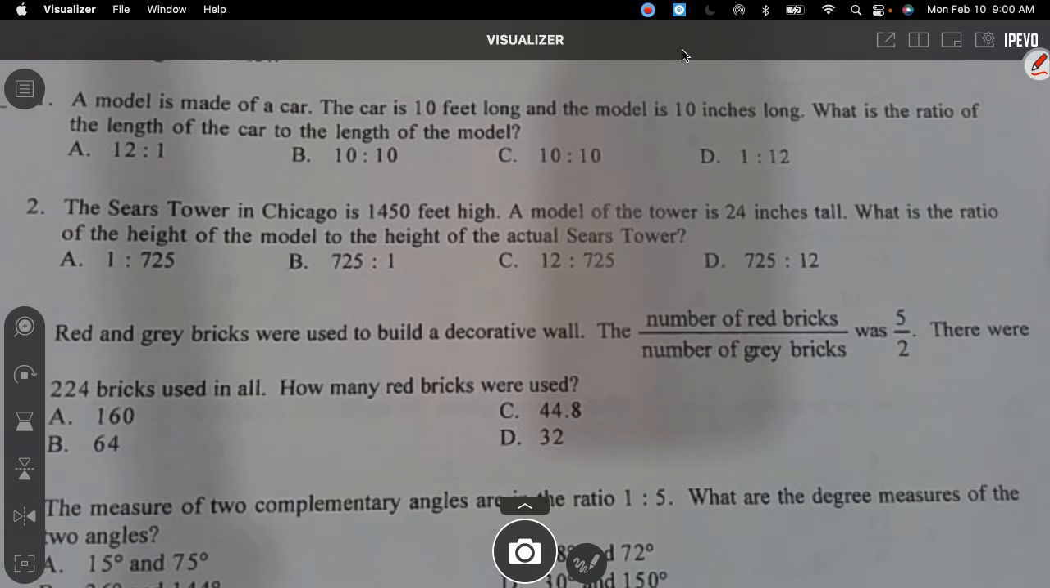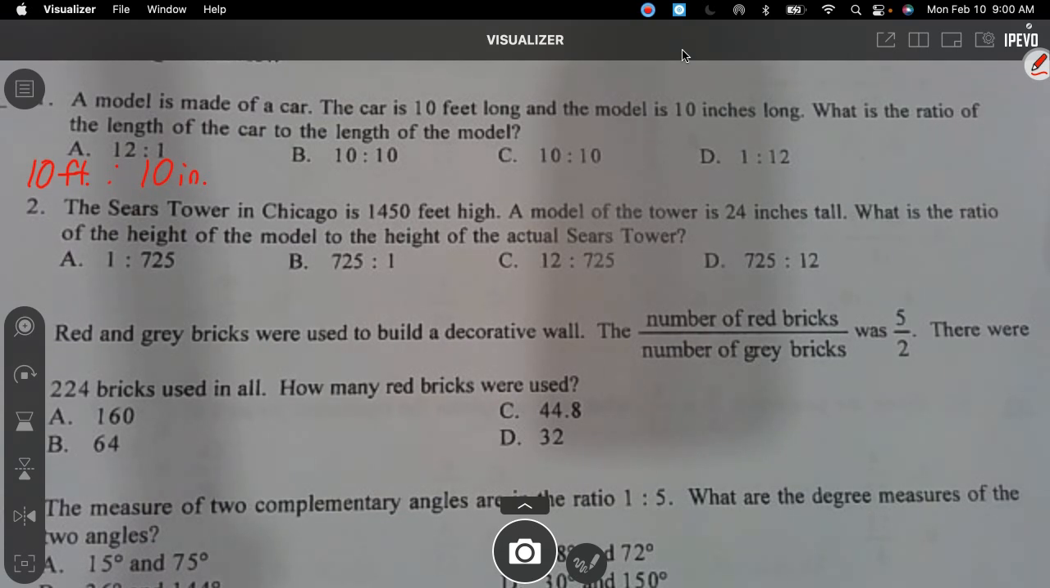So what is the length of the car? The car is 10 feet long. I'm going to write that down for just a second. So let's write 10 feet. And then the length of the model is what? 10 inches. So now what we need to do though is convert them. So how much is the length of the actual car? How would you figure that out?